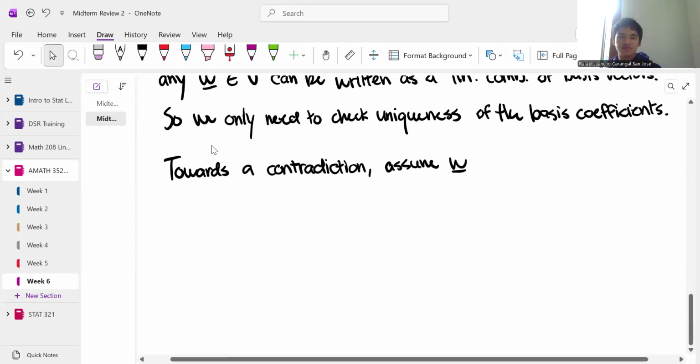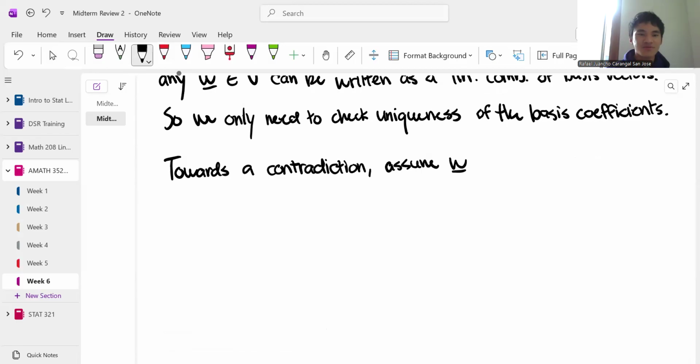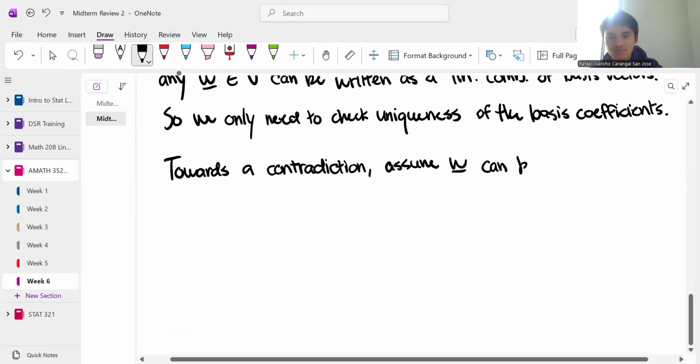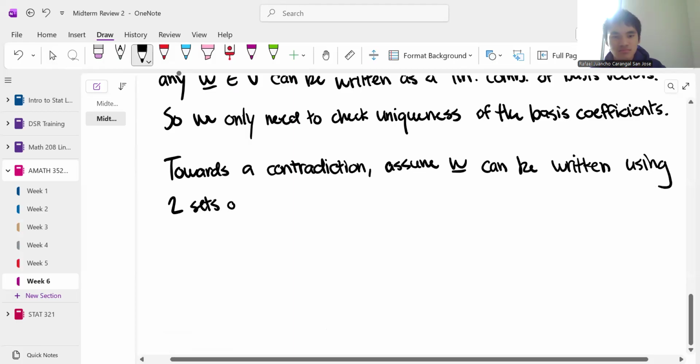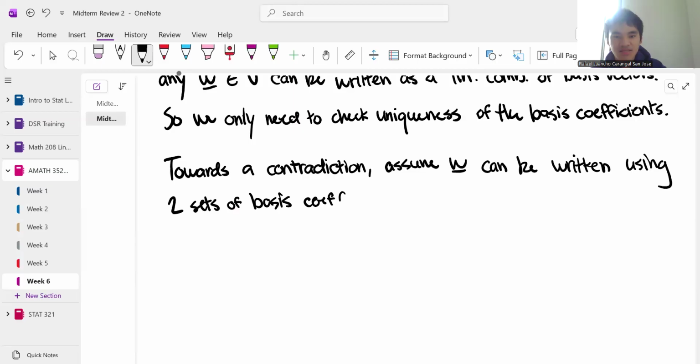Right, much cleaner. I think OneNote can only store a specific amount of text per page, so I have to be mindful of that. So we assume W can be written using two sets of basis coefficients, okay? So we could have different basis coefficients. That's our assumption.